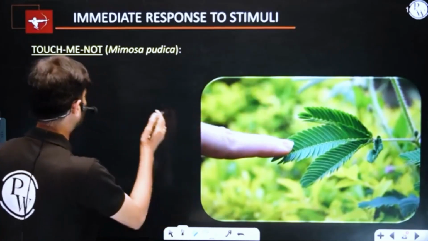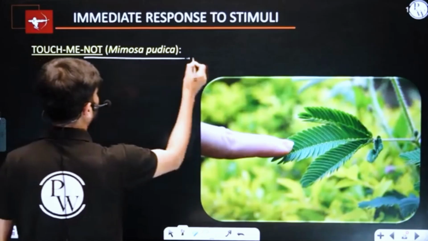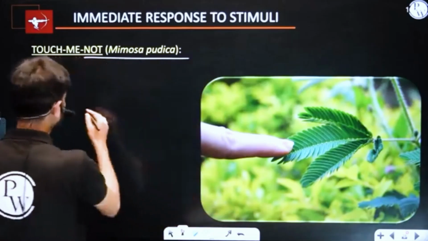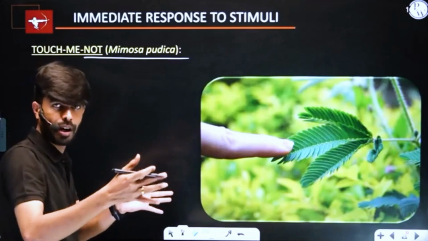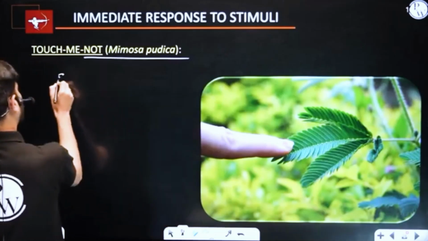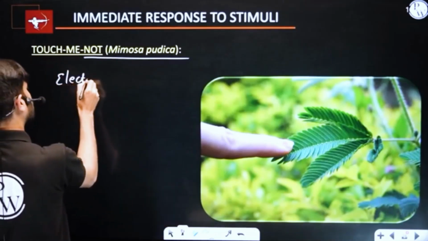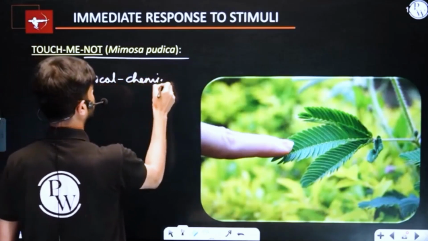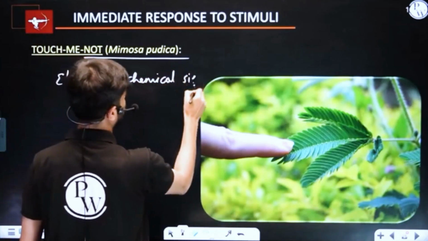Yes, they are also sending the information. In touch-me-not plant as well as the Venus flytrap, they are sending the information from one part to another part. Okay, so in the form of electrical chemical signals.